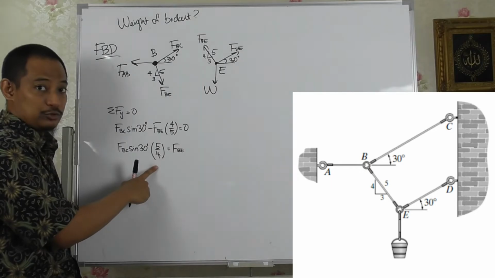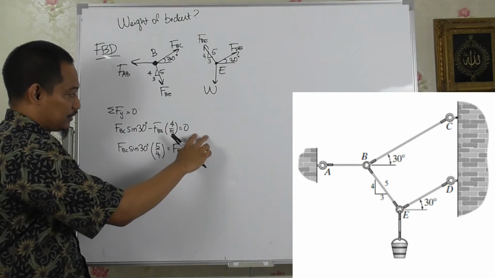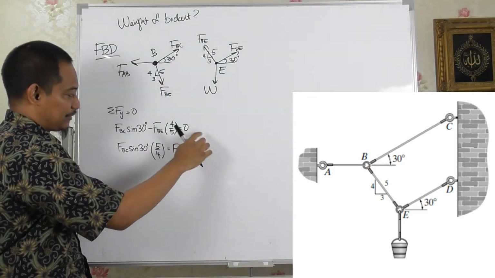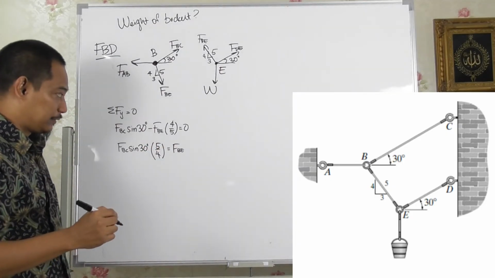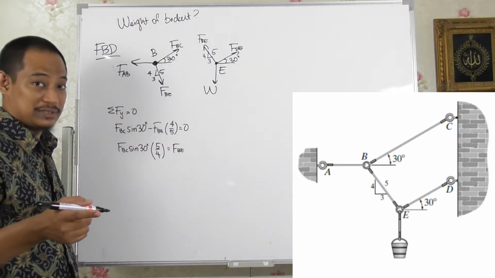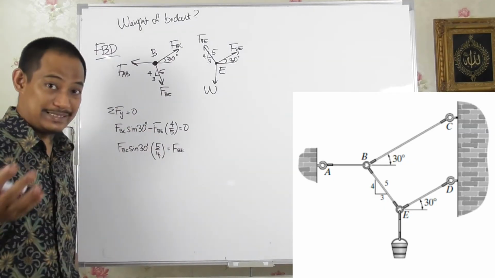This one is actually two steps in one, right? So first you bring it here, it becomes 4/5 FBE, and then you bring that 4/5 here, it becomes 5/4. So you do not need to jump steps. You can do it step by step to be safe.